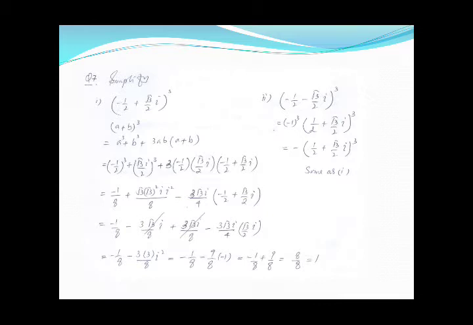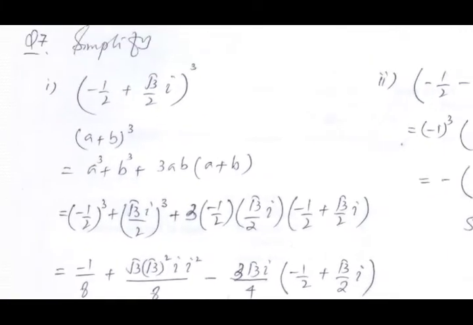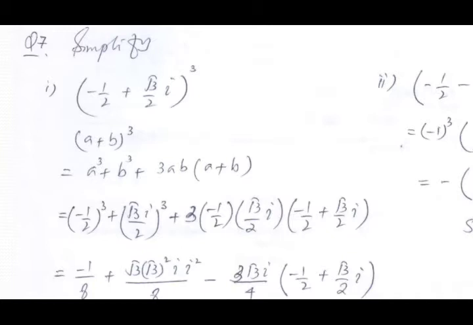Last question, simplify, taking cube. As we know the formula of cube, a cube plus b cube plus 3ab in bracket a plus b. A is equal to minus 1 over 2 and b is equal to square root 3 iota over 2, and put these values and then simplify.